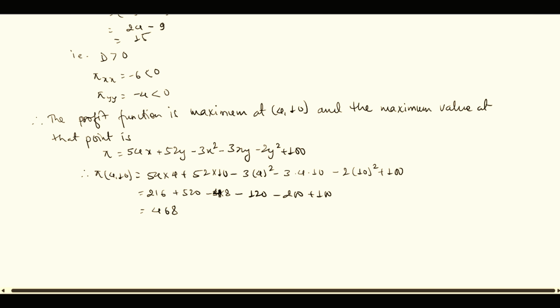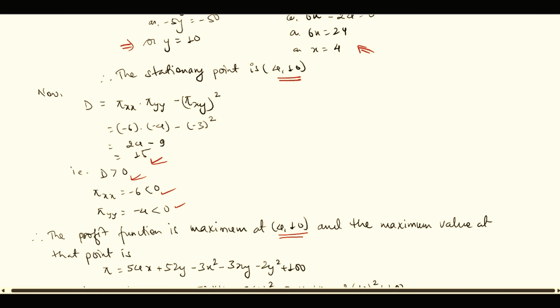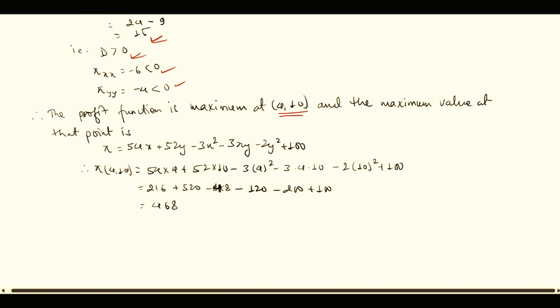Now moving forward, we need to find the maximum profit. For that, we also need to find the value of D, that is pi xx times pi yy minus pi xy whole square. Its value is positive, and the partial differentiation with respect to x is negative, and with respect to y is also negative. This is the condition for the maximum profit. Therefore, the profit function is maximum at (4, 10), and the maximum value is obtained by substituting the values of x and y in the profit function. Finally, the profit is obtained as 468.